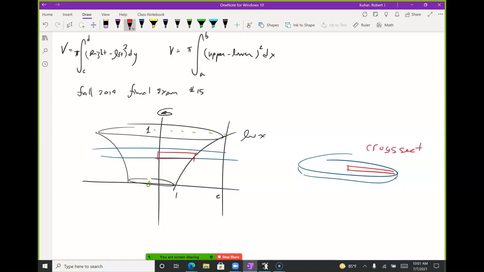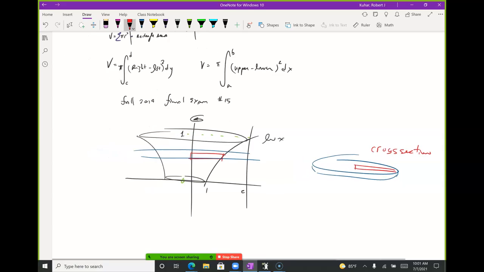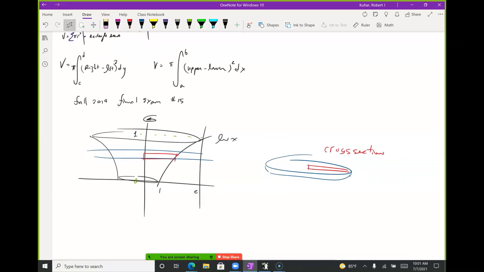So no hole in it, right? So not a washer, it's a disk. I thought we were doing the other area. We're doing the area from 1 to e. So, yeah, no, we're doing the area.